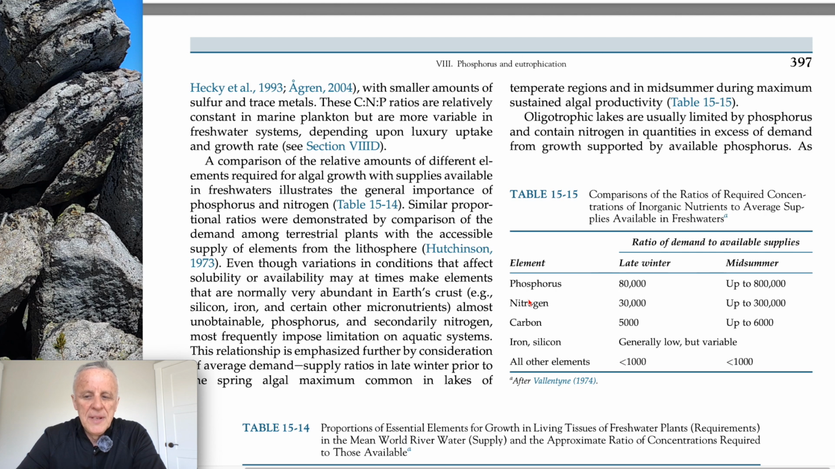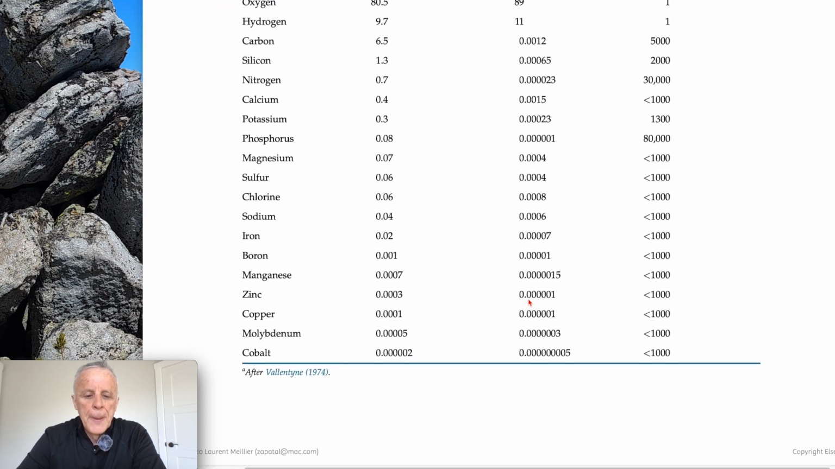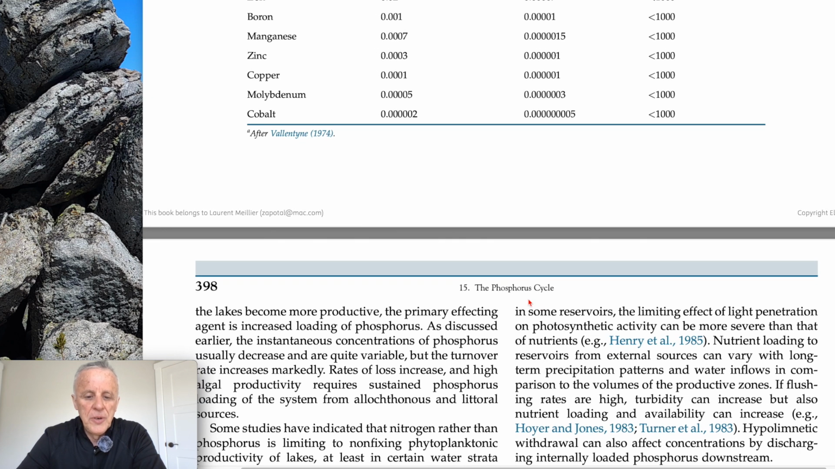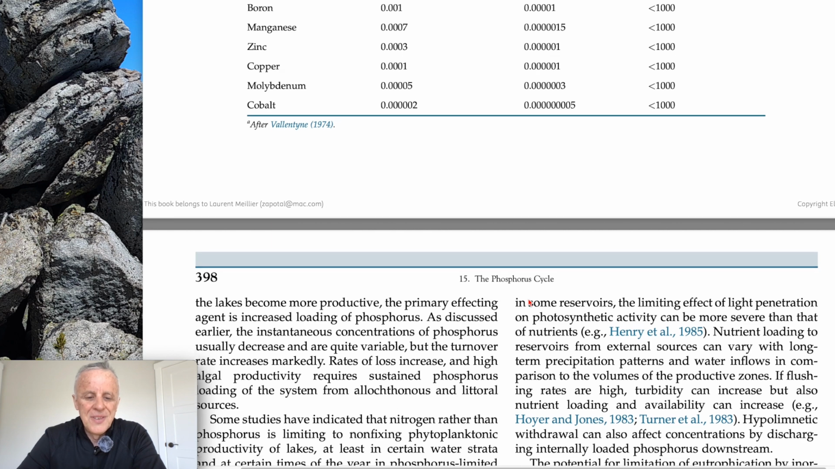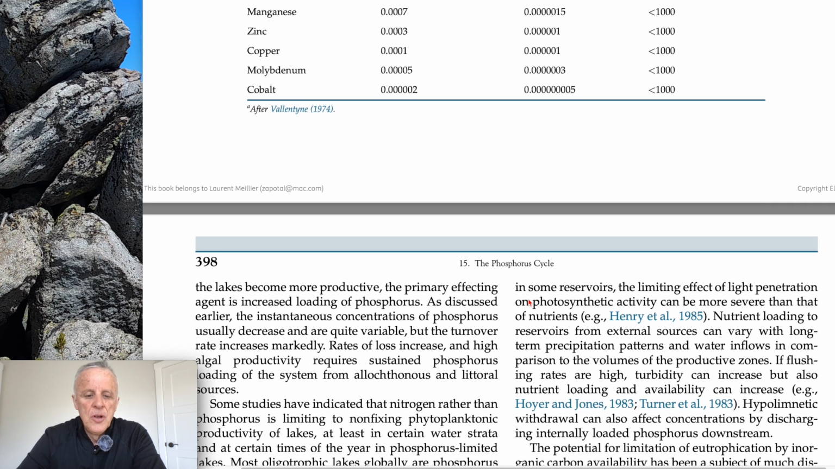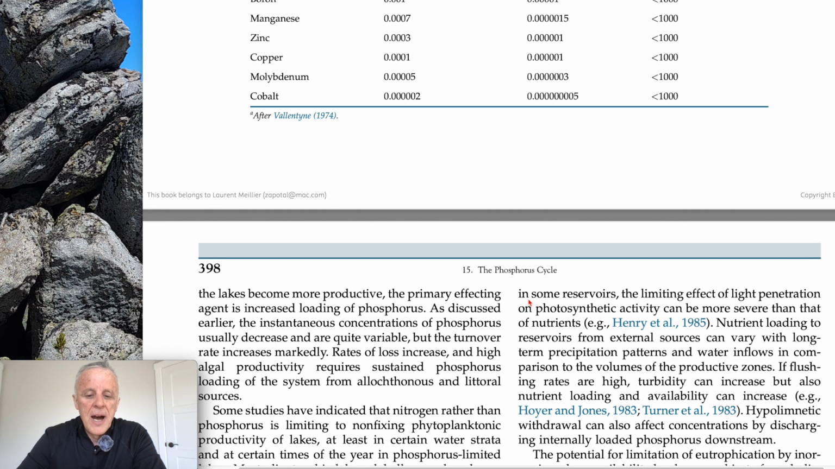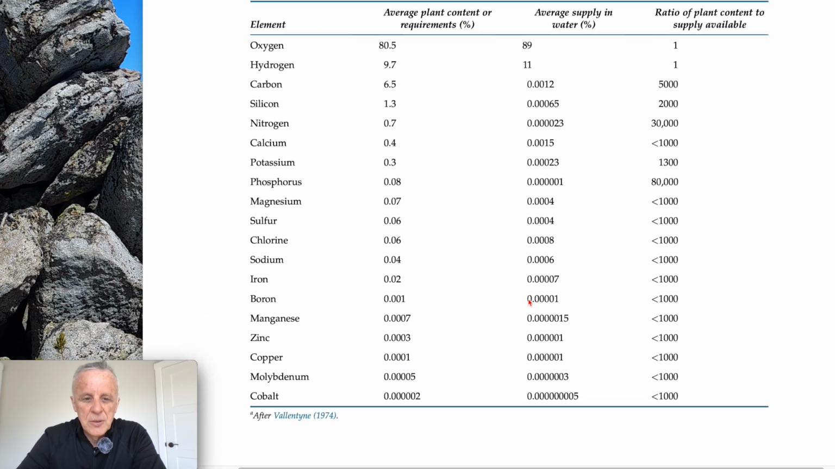Oligotrophic lakes are usually limited by phosphorus and contain nitrogen in quantities in excess of demand from growth, supported by available phosphorus. As the lake becomes more productive, the primary affecting agent is increased loading of phosphorus. As discussed earlier, the instantaneous concentrations of phosphorus usually decrease and are quite variable, but the turnover rate increases markedly. Rates of loss increase, and high algal productivity requires sustained phosphorus loading of the system from allochthonous and littoral sources. So let's look at these tables here.